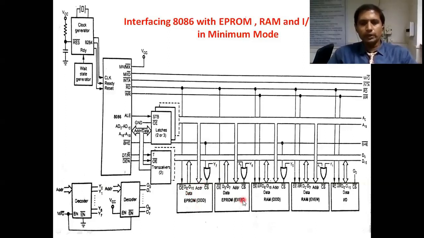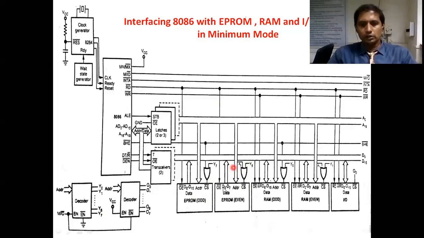Coming to EEPROM even memory, same: OE bar is connected to read bar. CS bar is connected to one output of the decoder, here I am calling it Y6. Then for selecting even, we need A0. Remember, for selecting odd memory, one input of the OR logic is BHE bar. For selecting even memory, one input should be A0. So the A0 pin is used for selecting even addresses. Similarly, for selecting odd, we need BHE bar.